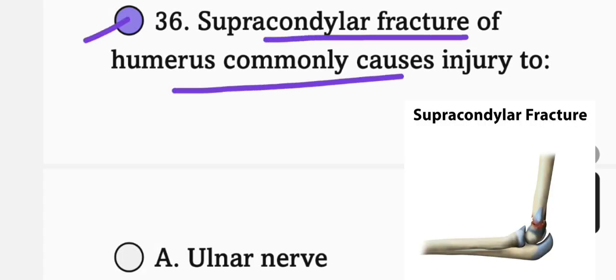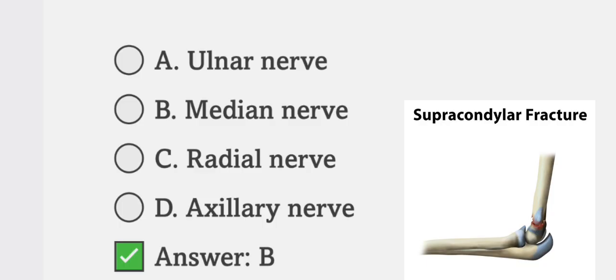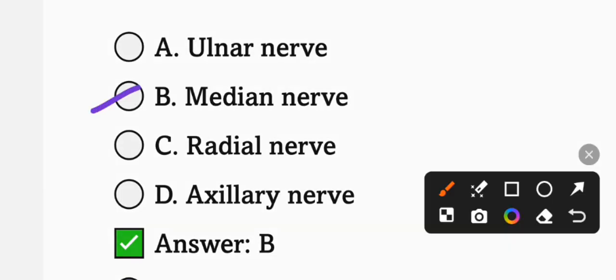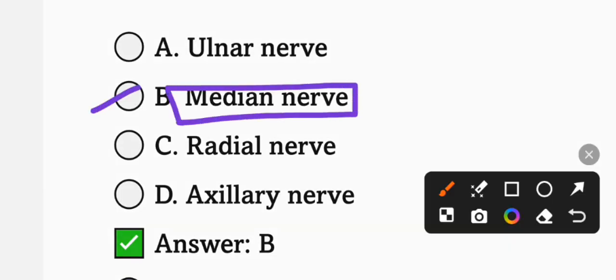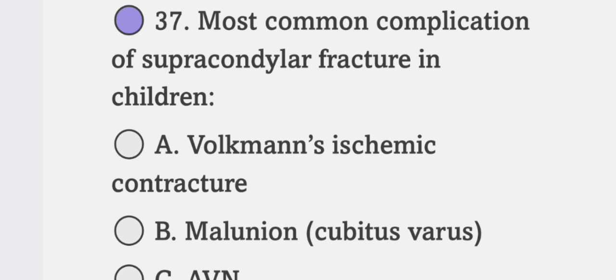Supracondylar fractures of the humerus commonly cause injuries to. So in supracondylar fractures, the common injuries are median nerve injuries, anterior interosseous nerve injuries, and brachial artery injuries. But the question is asking what is commonly injured, so option B is the correct option: median nerve injuries.